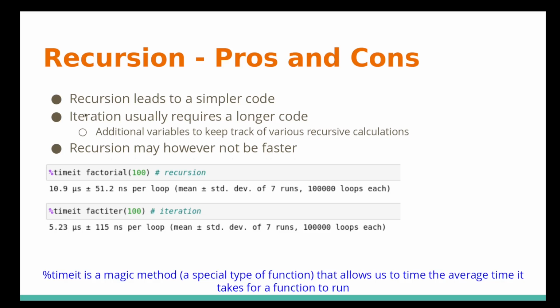So if I call my factorial function, which is a recursive function, on average it takes about 10.9 microseconds plus or minus 51.2 nanoseconds. On the other hand, if I call the factiter function, which is an iterative function, remember this is longer code and it also has additional variables, it only takes 5.23 microseconds plus or minus 115 nanoseconds. So there is greater variability here, but you generally see that the time is fairly small. Again, recursion versus iteration is a trade-off of physical storage versus using RAM.